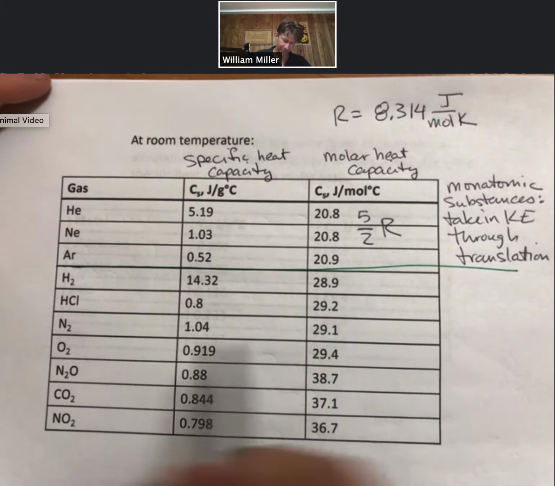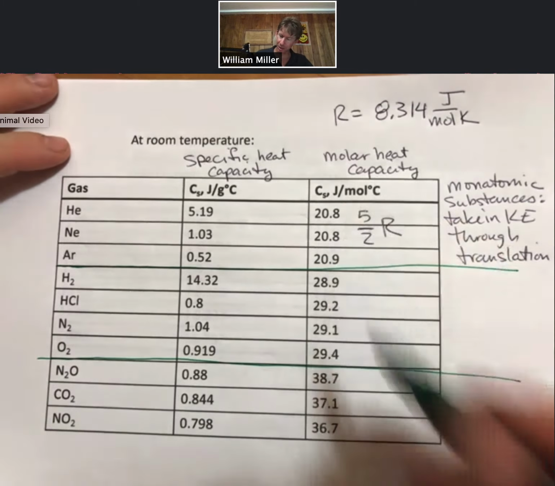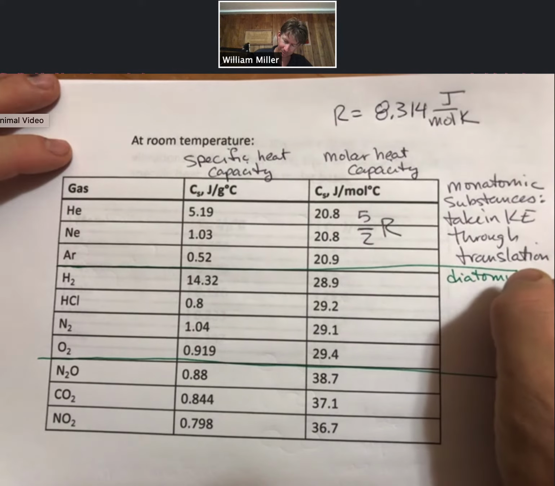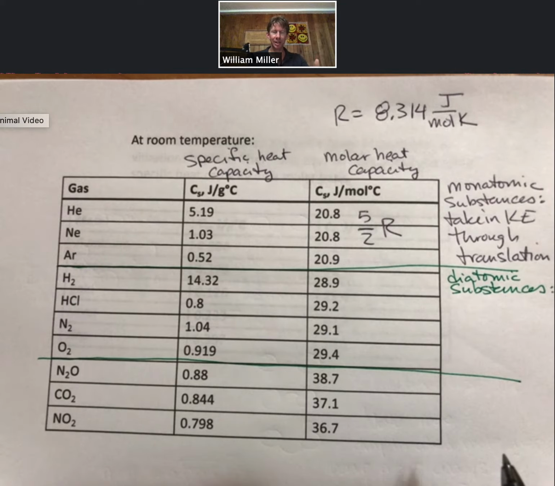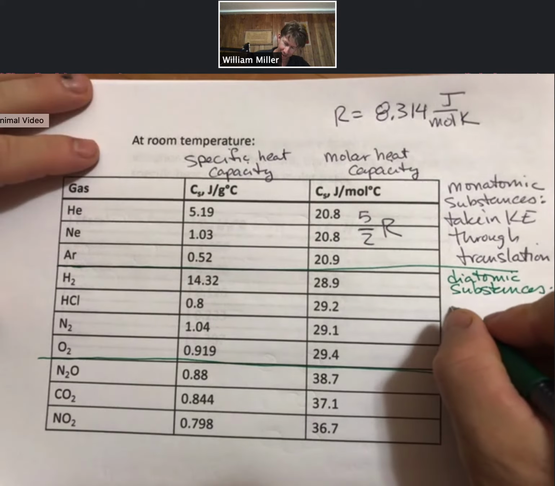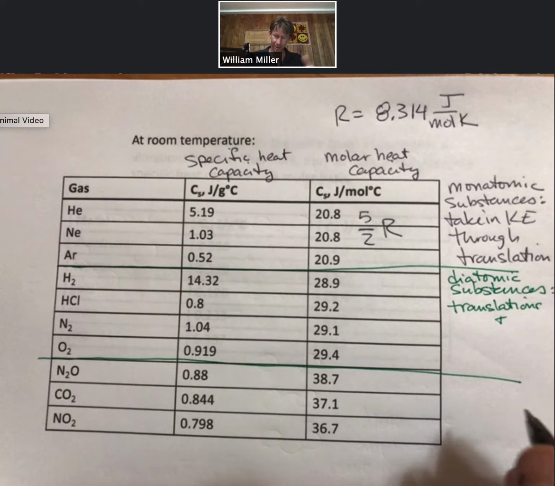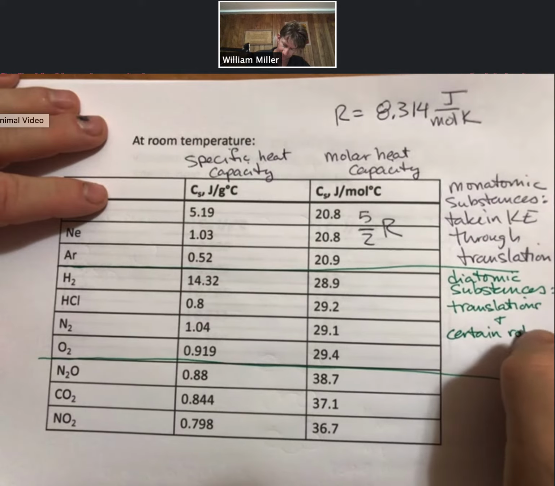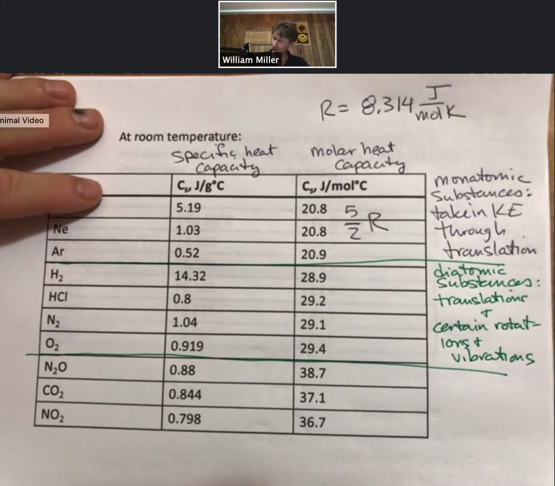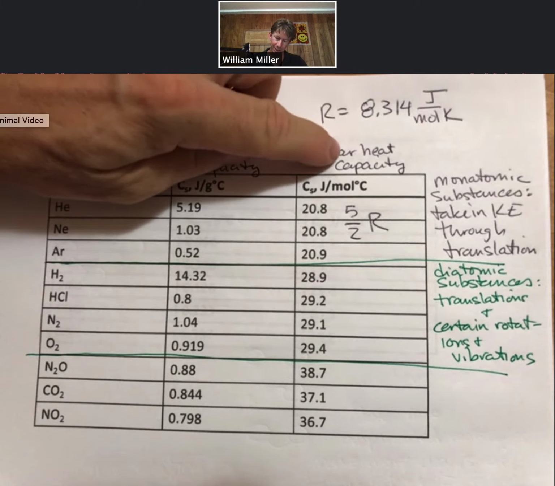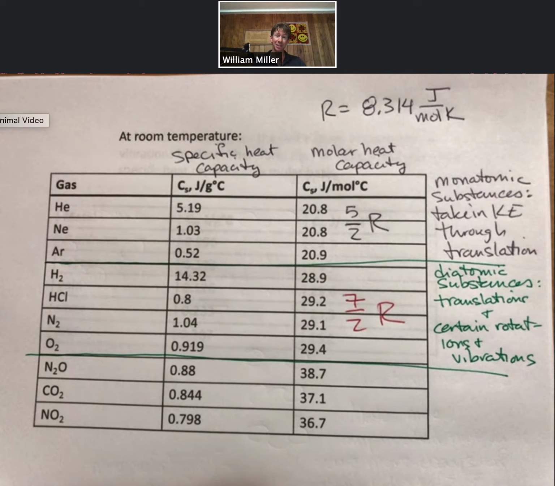Okay. Now, for diatomic substances, they too act similarly when looked at through the molar heat capacity. So diatomic substances have a specific set of rotations and translations that they can do. And so translations and certain rotations and vibrations. Okay, and all of their C sub S molar heat capacities are going to be 7/2 R. Again, because they can do specific things, they have specific ways in which they can take in kinetic energy.